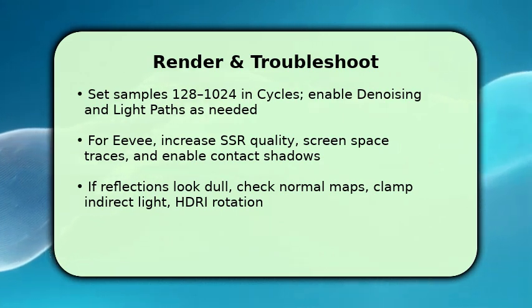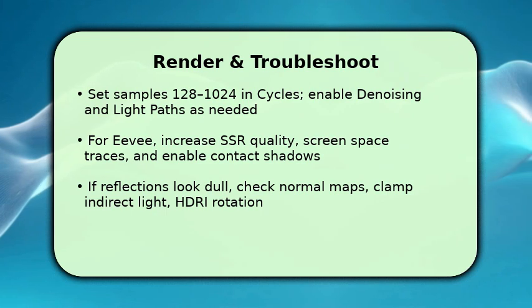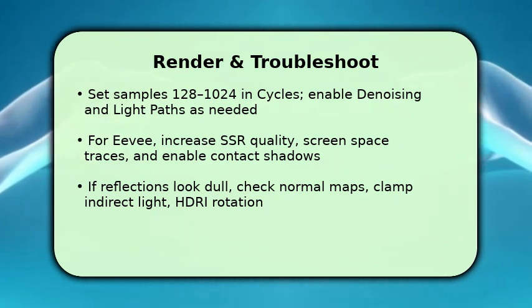If reflections appear blurry or incorrect, inspect your normal maps. Confirm roughness textures are plugged correctly, and rotate the HDRI. Often the issue is environment placement rather than material math.